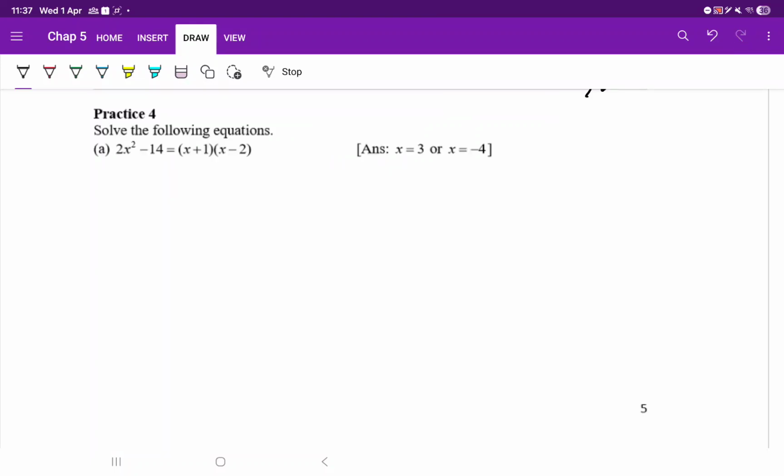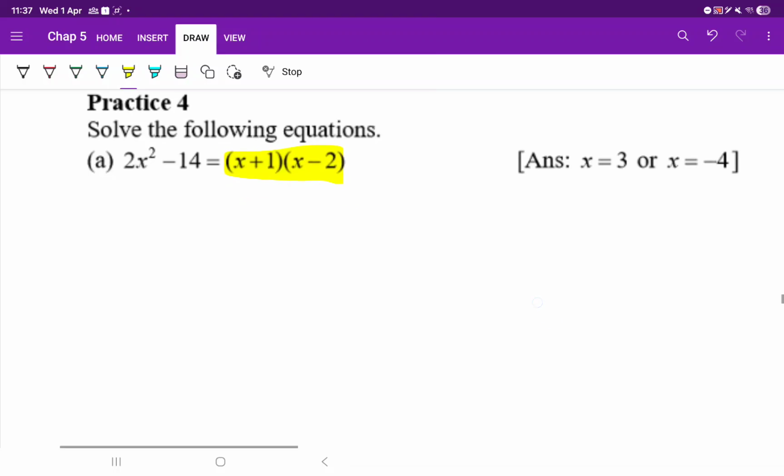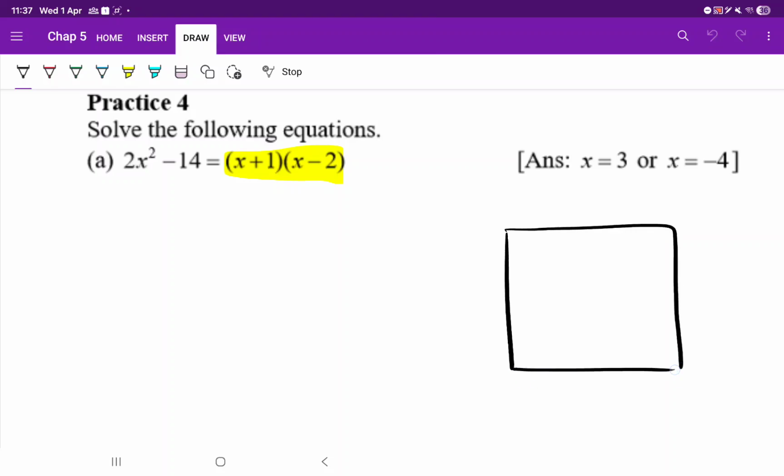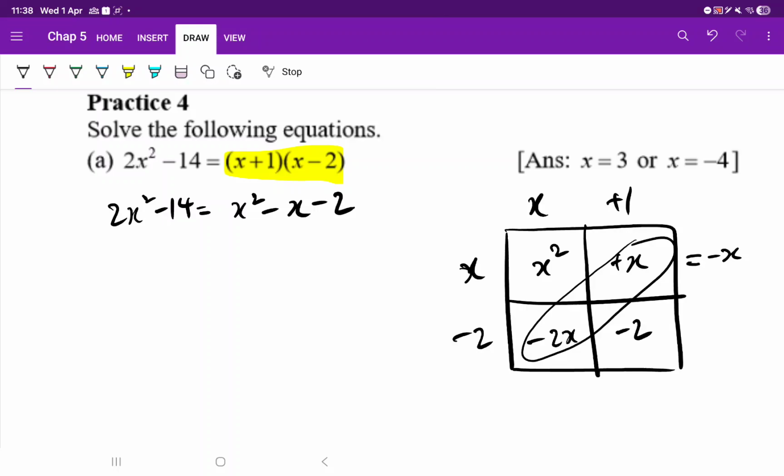Okay? So practice 4, right hand side needs to be expanded. Ashmita, have you figured out how we do this? Okay, how? What's your method? Okay, rectangle method, very good. We have x plus 1 and x minus 2. Okay? Expand it out, x squared plus x. And then simplify these two terms, which are like terms, so that you know the right hand side is x squared minus x minus 2.